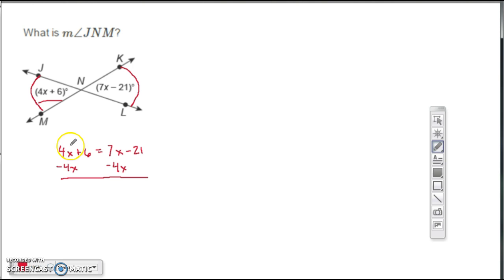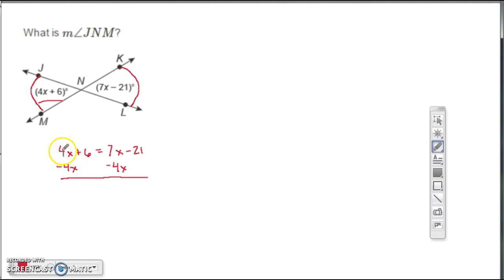And some of you may say, Ms. Long, why can't I just add 4x and 6 and get 10x? And that's a very valid question. Just remember that we have to have like terms to add or subtract here, and like terms have the same variable. Well, 4x has x as a variable. 6 doesn't have a variable, so they're not like terms. So that's why I'm subtracting 4x from both sides.